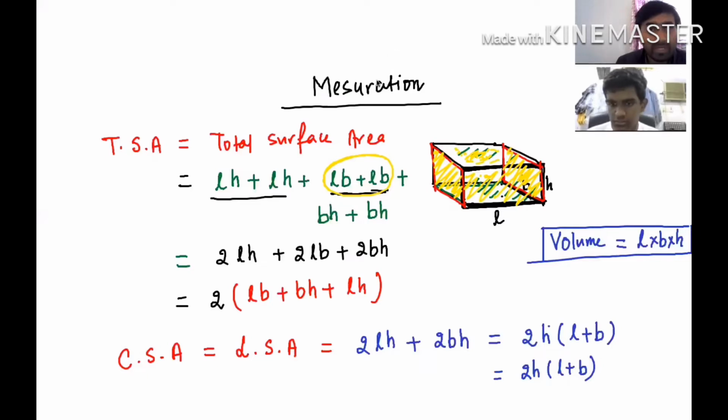Now we'll move to the next one, the cube. See, what's the difference between the cube and cuboid? In case of a cube, all the sides are equal. In this one, length is also a, breadth is also a, and height is also a. So if all the sides are equal, now we'll find the total surface area.